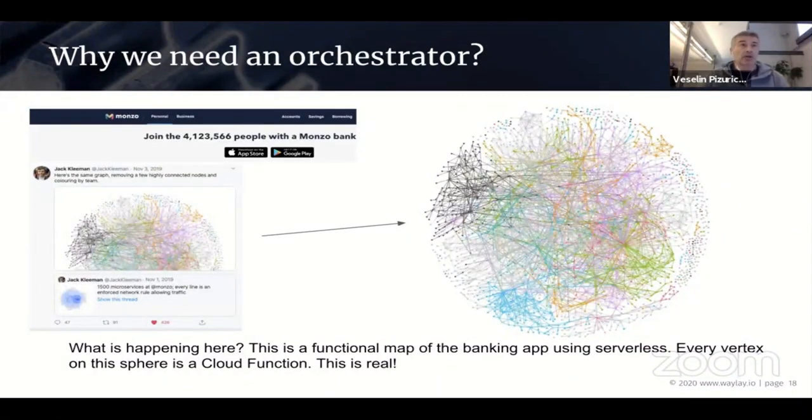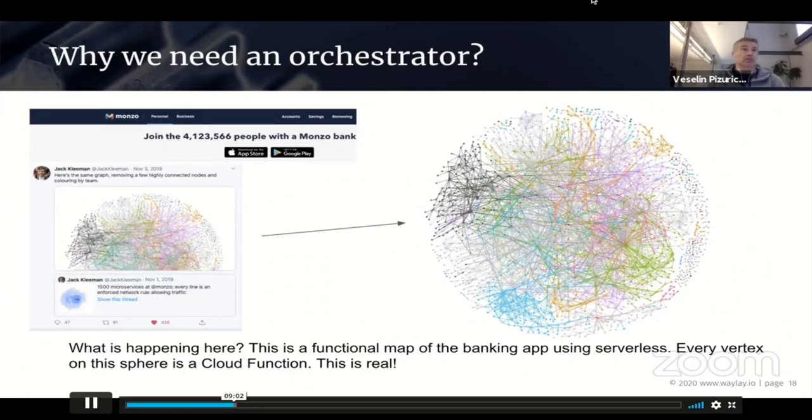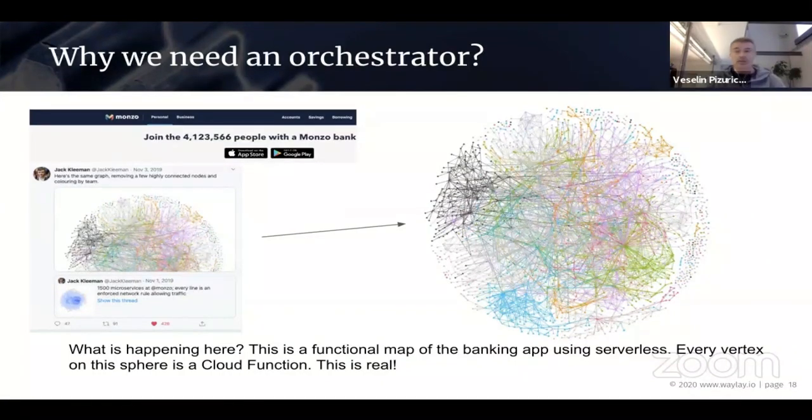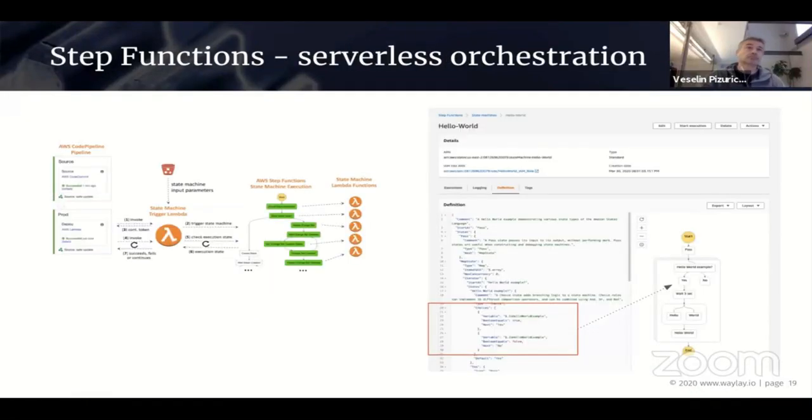And finally, why do we need an orchestrator? Here I'm showing one example of a banking app from a guy who tweeted proudly that this is how his application looked like. This is a real thing. And every vertex in this sphere is a cloud function. And you really do wonder how these people develop these things and how they understand what's going on, which is a pretty big problem.